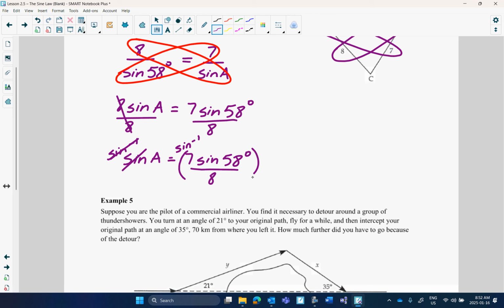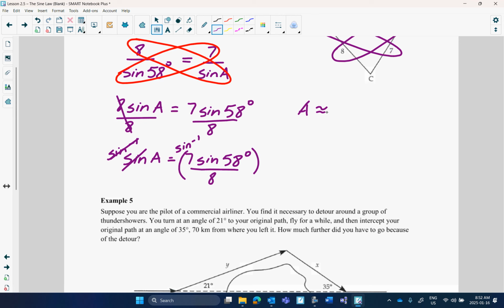Remember, when you're finding the missing angle in these cases, the last step is always going to be inverse. Whether you're using right triangle trig, whether you're using sine law, whether you're using cosine. So make sure you're comfortable with doing this on your calculator.